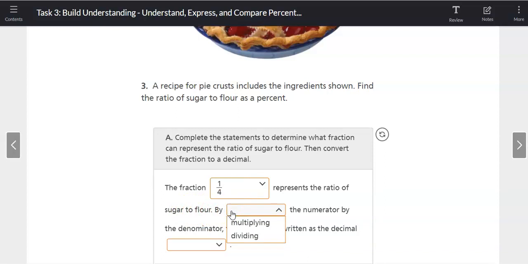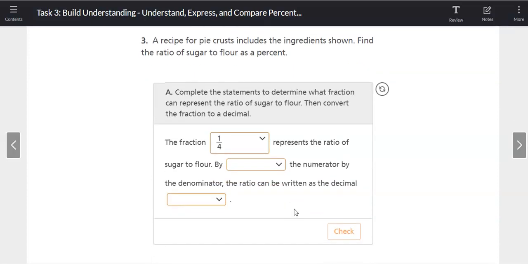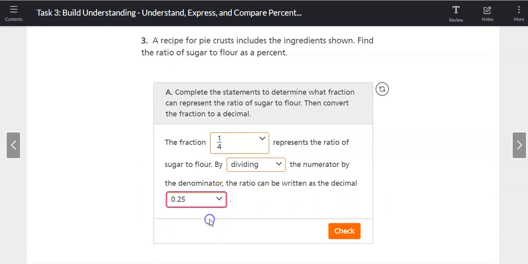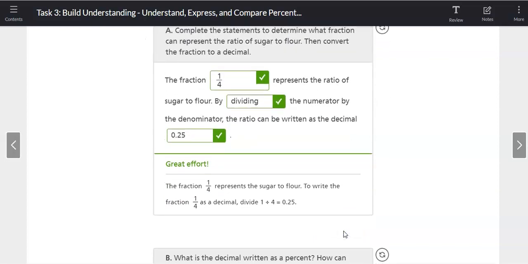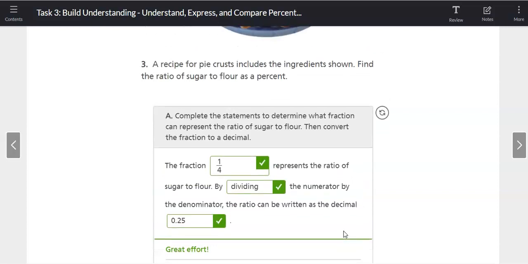By dividing the numerator by the denominator, the ratio can be written as the decimal 0.25. If I take 1 divided by 4, I get 0.25. Some of you already knew that the decimal form of 1/4 was 0.25, and that way, if you have that memorized, you don't have to divide that out.